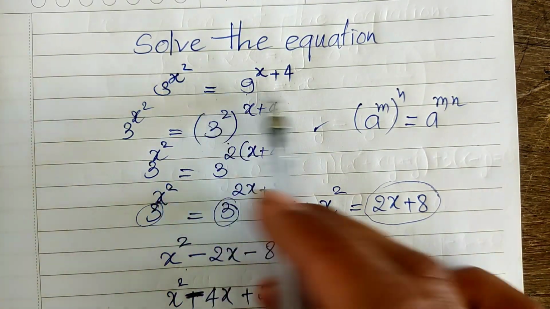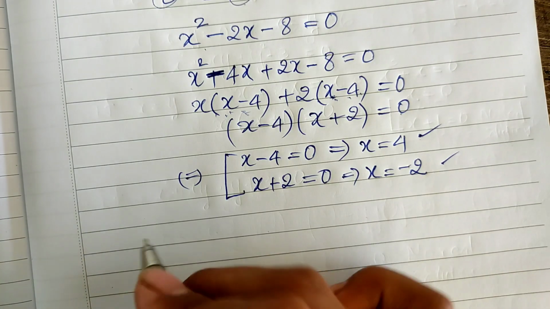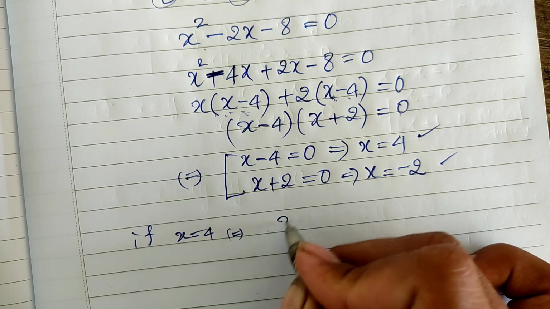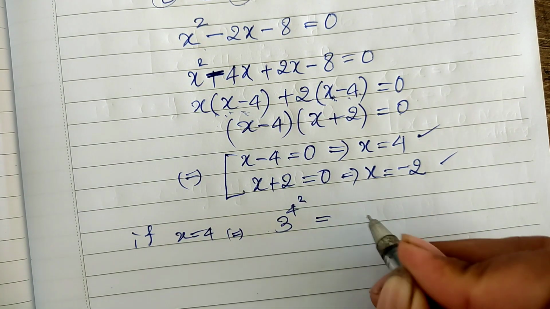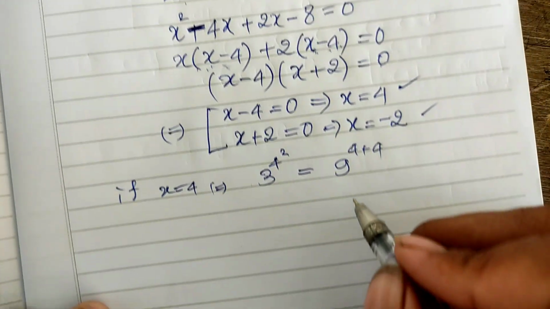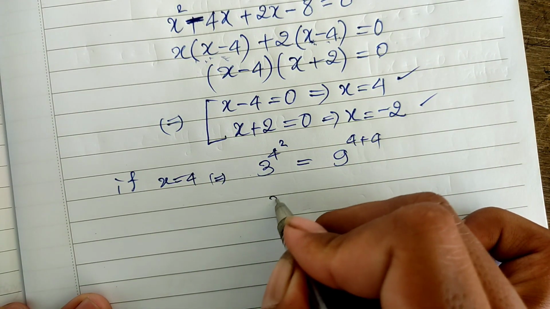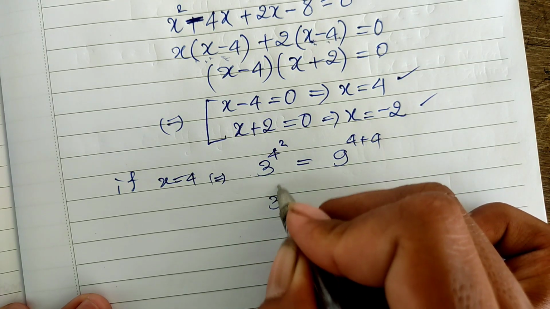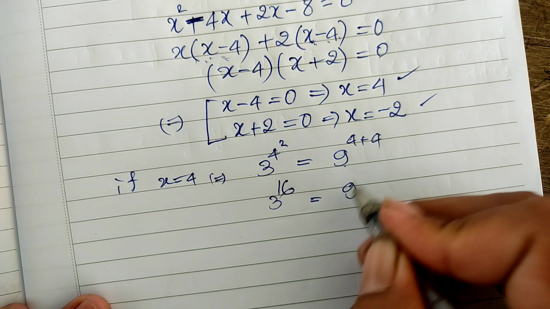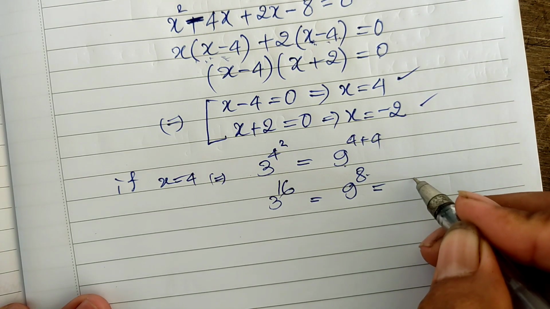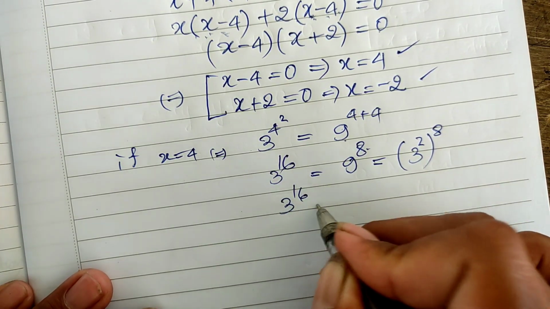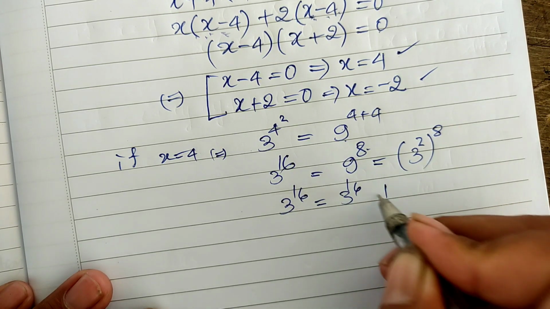We can verify our equation. If x equals 4, we get 3 power 4 squared equals 9 power 4 plus 4. Now we get 3 power 16 equals 9 power 8, which is equal to 3 squared power 8, and 3 power 16 equals 3 power 16. It's true.